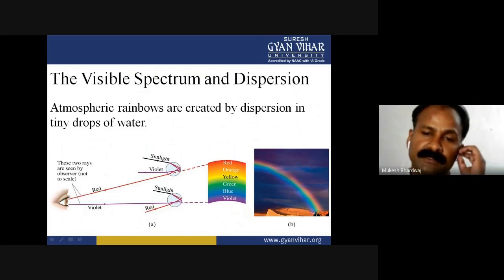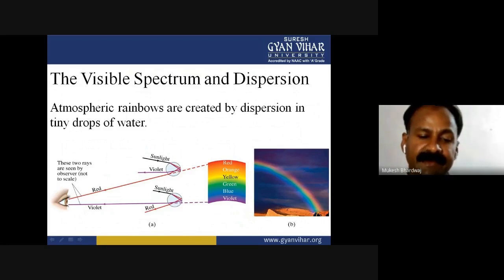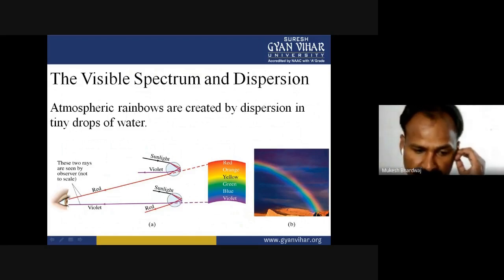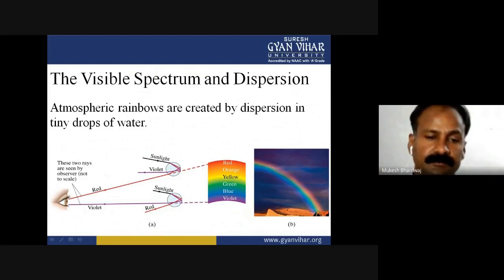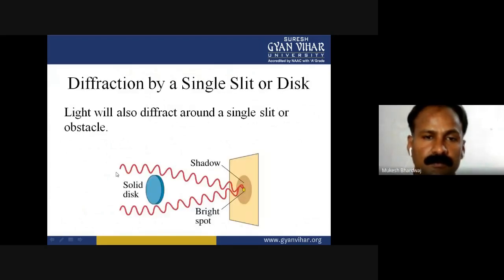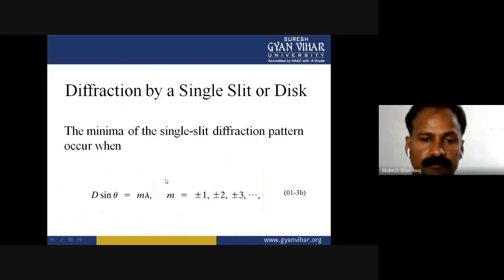And fringes of equal thickness: when a monochromatic light of wavelength lambda is incident on a transparent film of varying, that is non-uniform, thickness, the fringes are the locus of all the points where the thickness of the film is the same. Such fringes are called Fizeau fringes or fringes of equal thickness. Next.